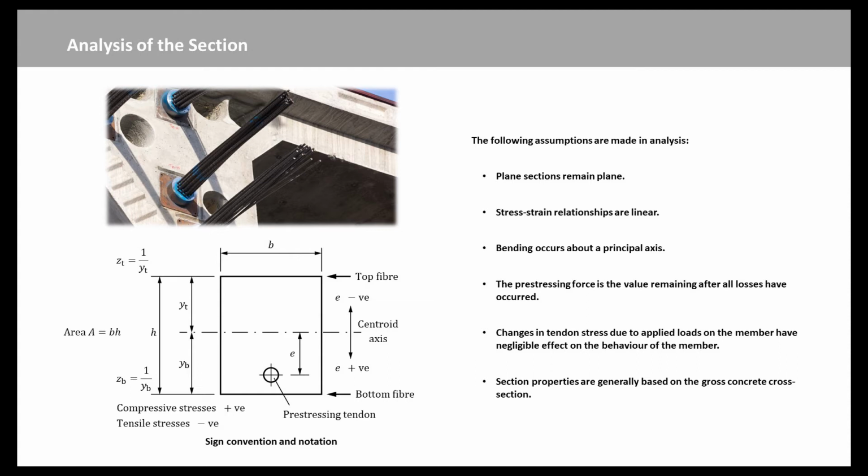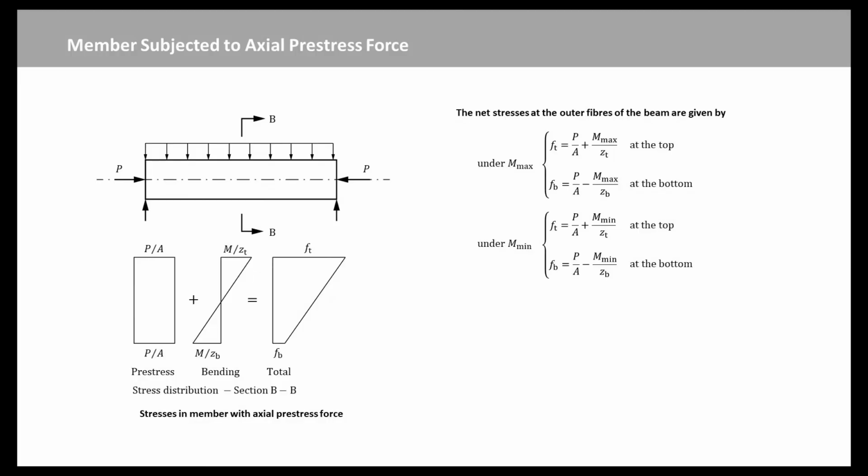The sign conventions and the notations used for the analysis are indicated in this figure. Now we consider a member subject to axial prestress force. If section BB of the member shown in this figure is subjected to moments ranging between Mmax and Mmin, the net stresses at the outer fibers of the beam are given by these equations, where ZB and ZT are the elastic section moduli and P is the final prestress force.